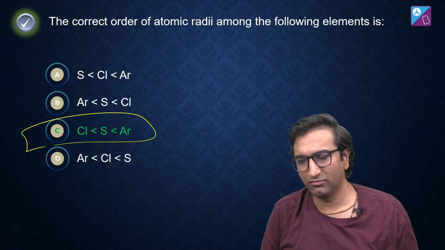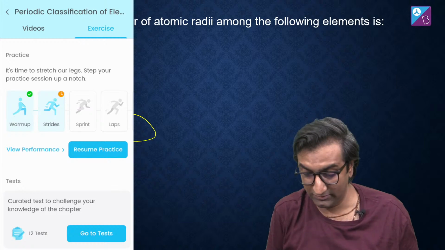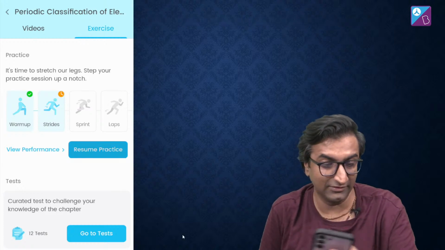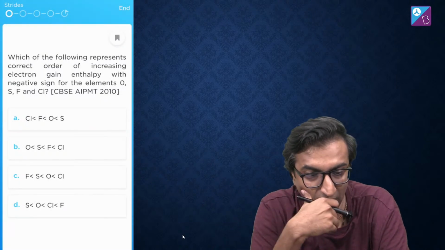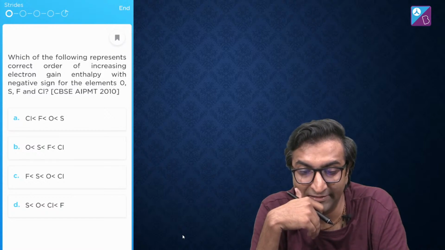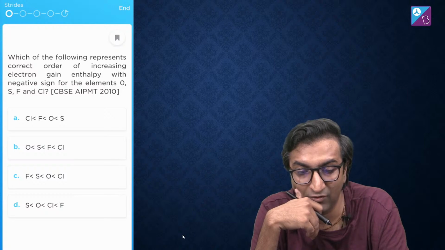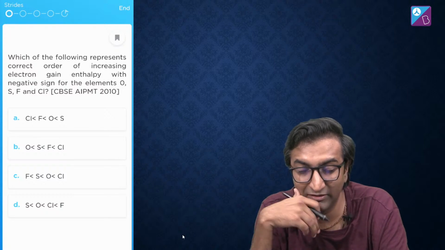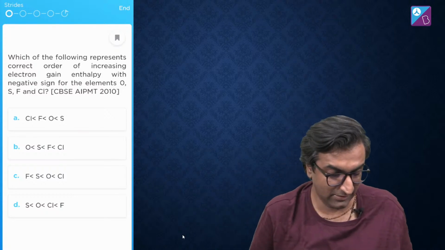Whatever comes on the app, we'll take it in stride, we'll figure it out, but pay attention to the ones in the slides as well. Okay, cool. Yes, Shubhi, absolutely right. Which of the following represents the correct order of increasing electron gain enthalpy with negative sign for elements oxygen, sulfur, fluorine and chlorine? This is an AIPMT question, nice.